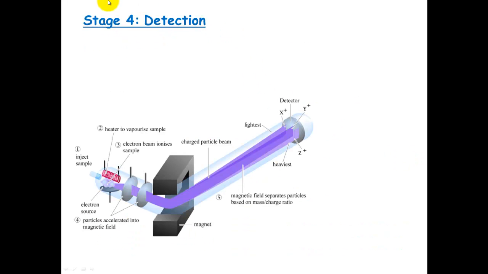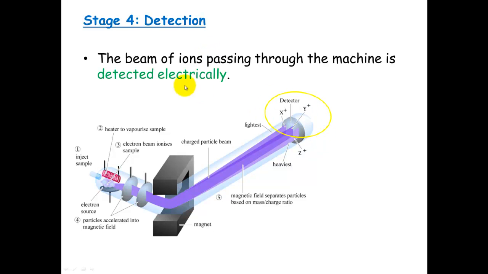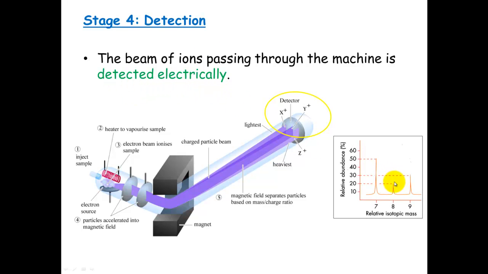And the last stage is detection. And this happens right at the end here. Basically they're detected electrically, and you get a wave pattern that looks something like this, or what they call peaks. So a graph will come out and you'll have the relative isotopic mass on the bottom and you'll have the relative abundance in that sample on the side.